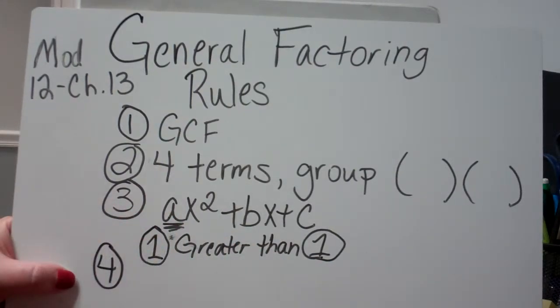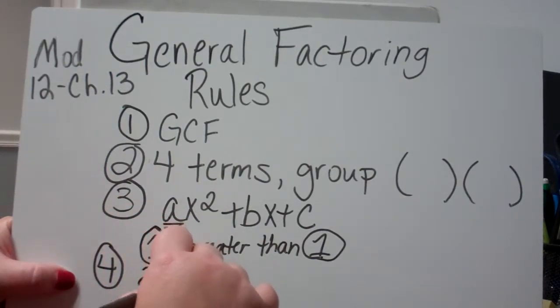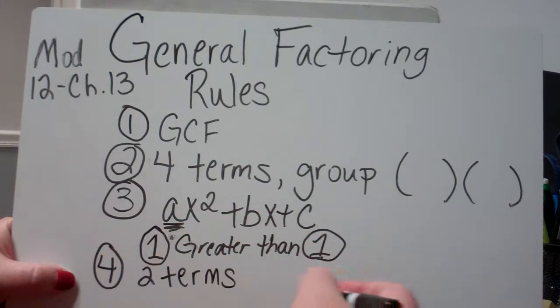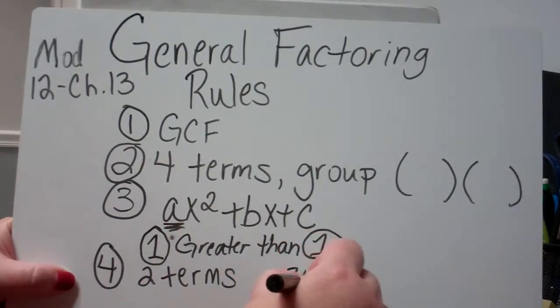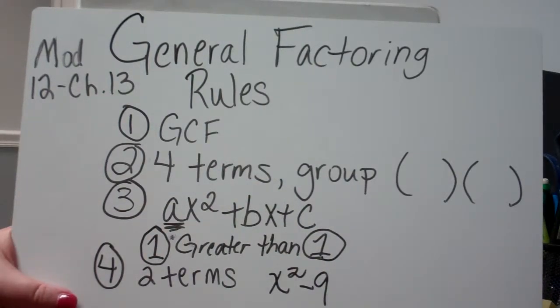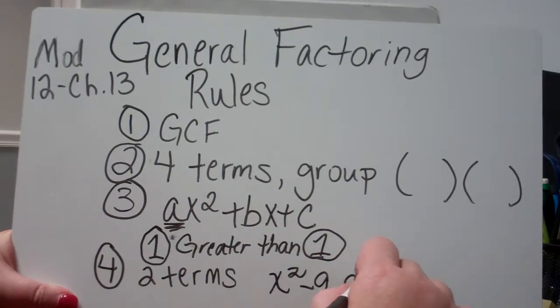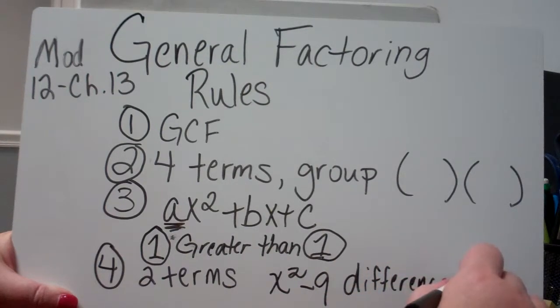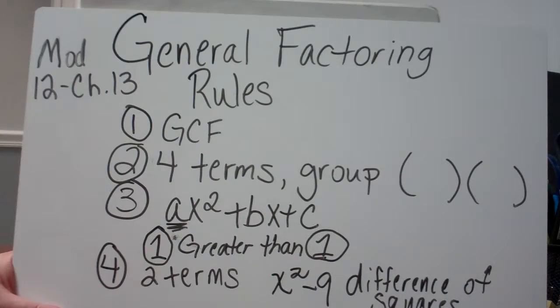The next kind you might see would be 2 terms. We often call these the difference of squares, the difference of 2 perfect squares. You factor those in a different way. So these are the 4 things that you might encounter.